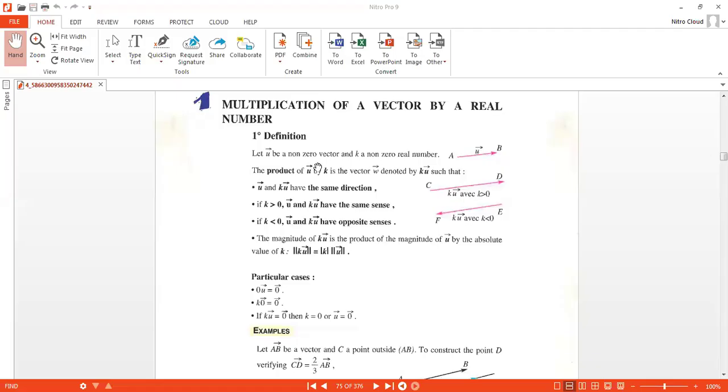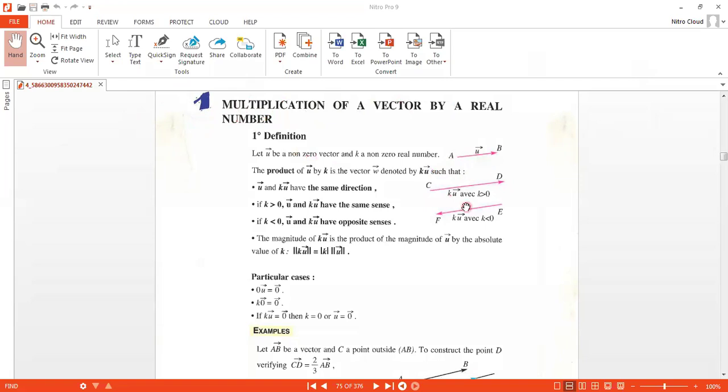So, as we know, this week we have started with a new lesson, which is multiplication of a vector by a real number. Our previous chapter was about addition of vectors. So now we are going to start multiplication of a vector by a real number. If you have a vector AB and you need to construct a vector CD such that CD equals k AB.